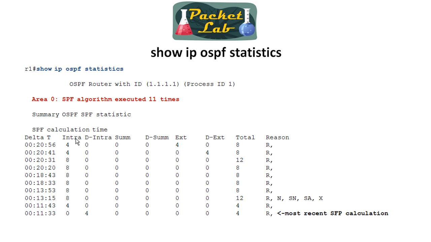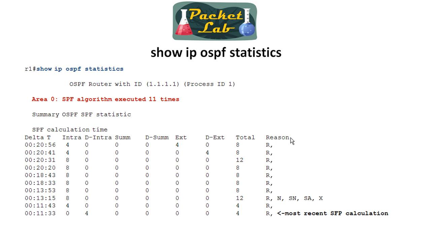And then what it does is it shows you the pieces of the SPF calculation, and how much time they took. So each of these can be basically paired. You've got intra-area calculation, then D intra-area, that's deleting the LSAs. So if you had to remove some intra-area links, it would be under this D. Same thing with summary. Those are your inter-area and D summary. And then external are your Type 7 external, which is external and D external. And then the total is going to be the total amount of time that it took for the SPF calculation.